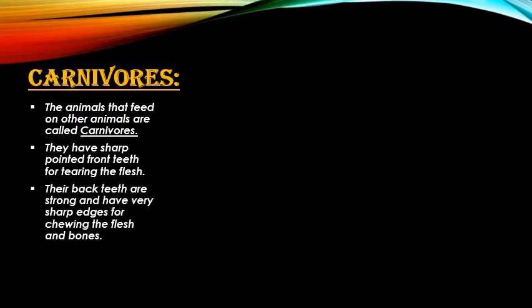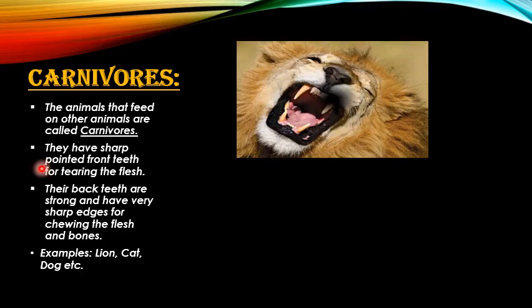If we talk about the teeth of carnivores, they have sharp pointed front teeth for tearing the flesh. You can see their front teeth, they are sharp plus pointed. When we were talking about herbivores, their front teeth were just sharp enough to bite the plant. But carnivores' front teeth are strong, sharp and pointed as well, because they have to tear the flesh.